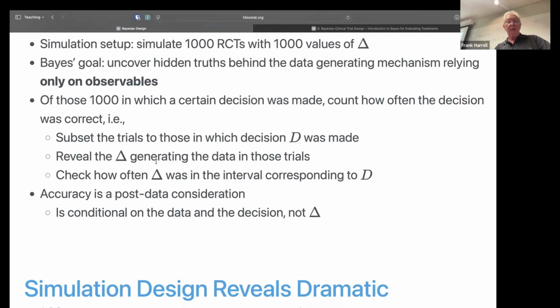Now we reveal the delta that generated the data in those trials and check how often the delta was in the interval, such as delta greater than 0. How often was it positive? So we're just asking how often we were correct in what generated the data.